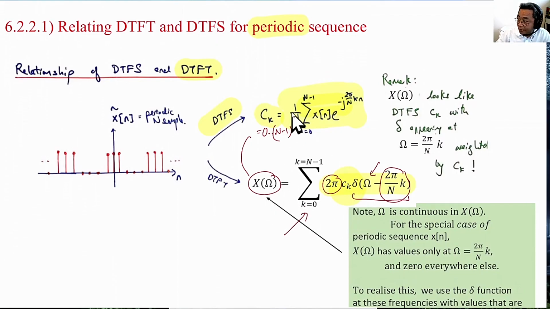What we have by doing this process is simply to take the representation of Ck and express it in terms of the DTFT, where now omega is continuous. If omega is continuous, how can we represent distinct values of Ck? It is simply to use the delta functions.